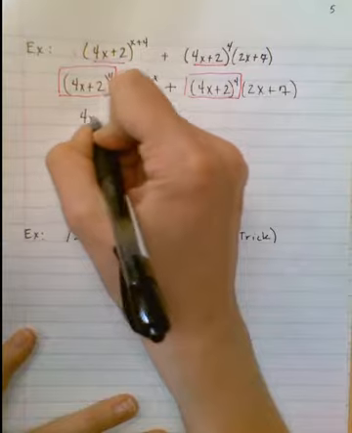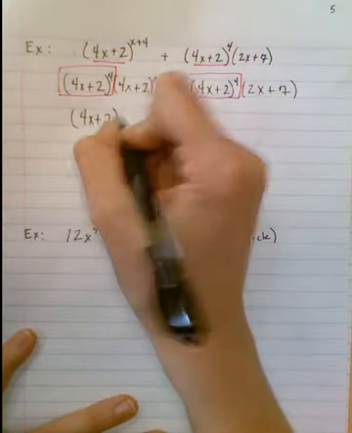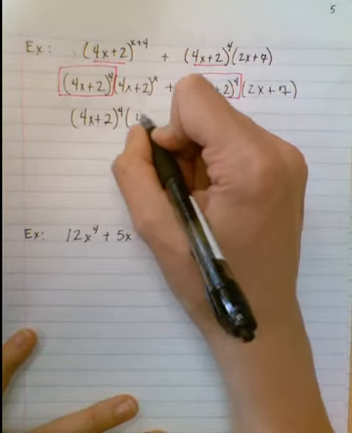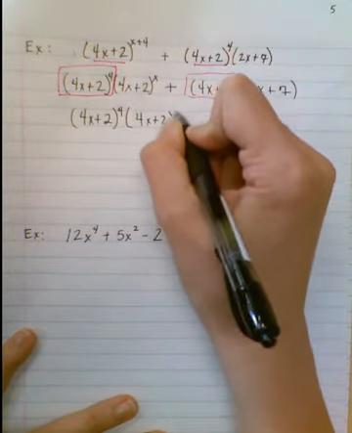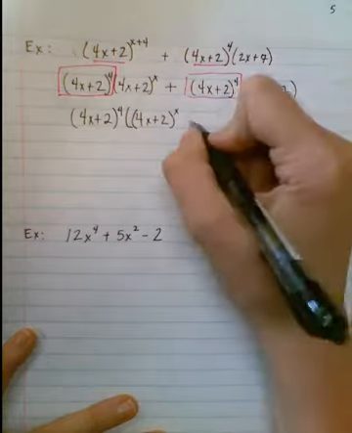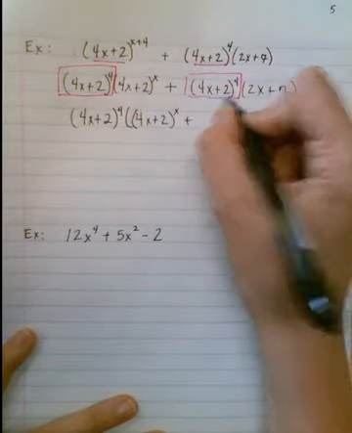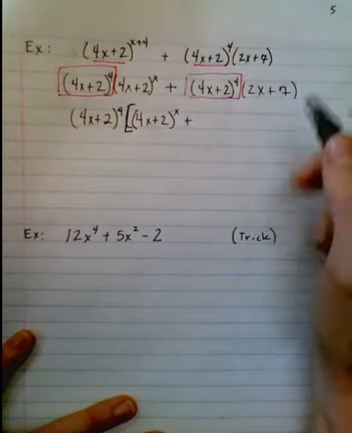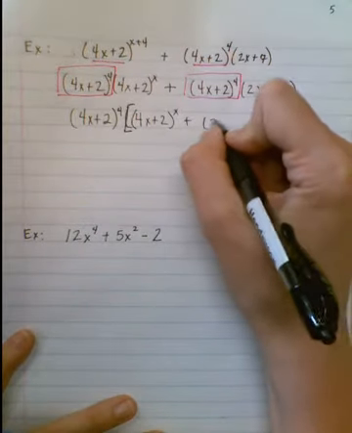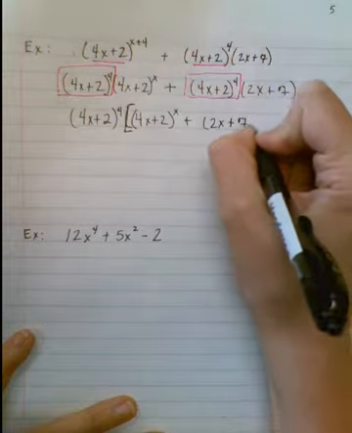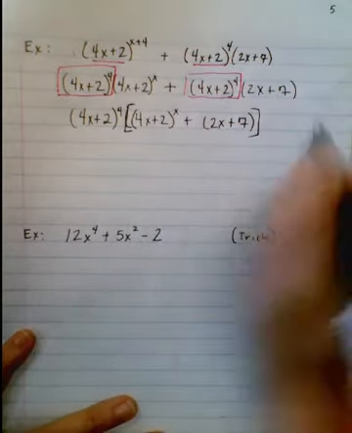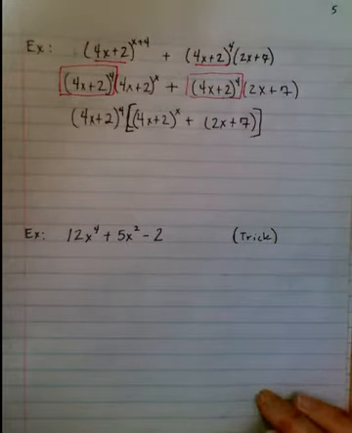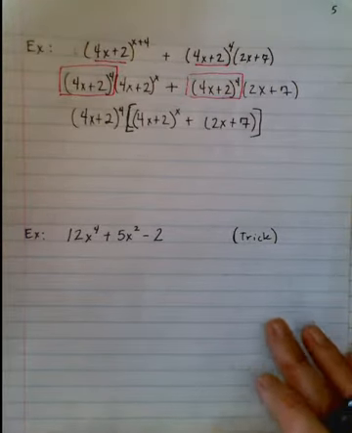So 4x plus 2 to the fourth times the quantity 4x plus 2 to the x plus, I factored this guy out here also, so maybe a bracket would be easier to see there, plus 2x plus 7, like that. And then there's not any further you can go there, it doesn't get any cleaner. That is as clean as it gets.